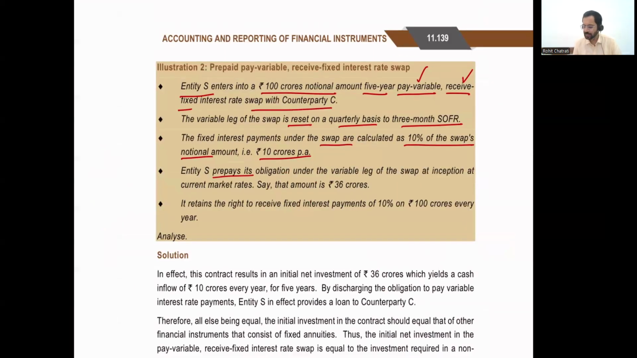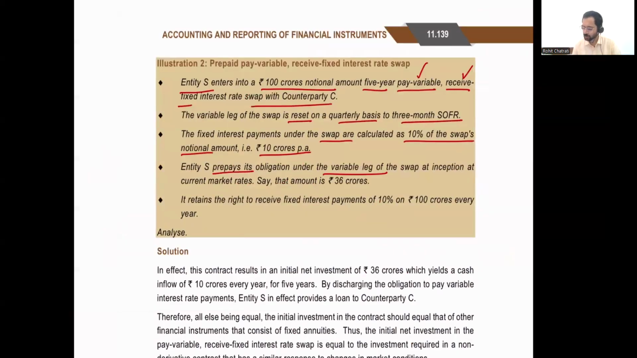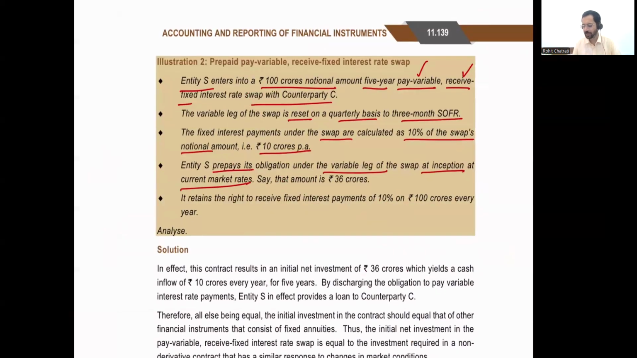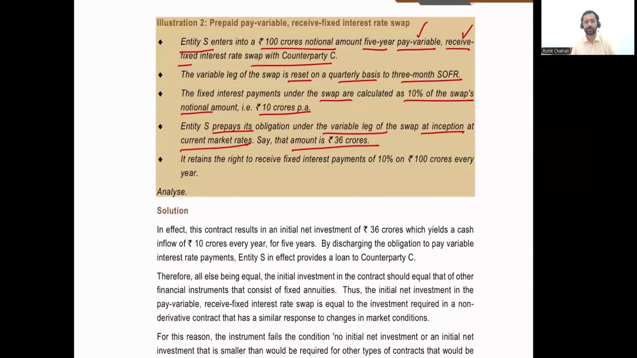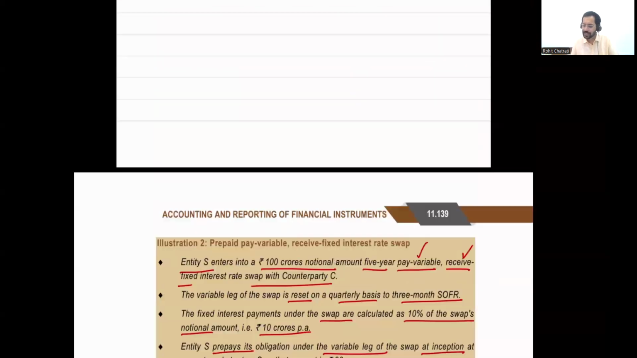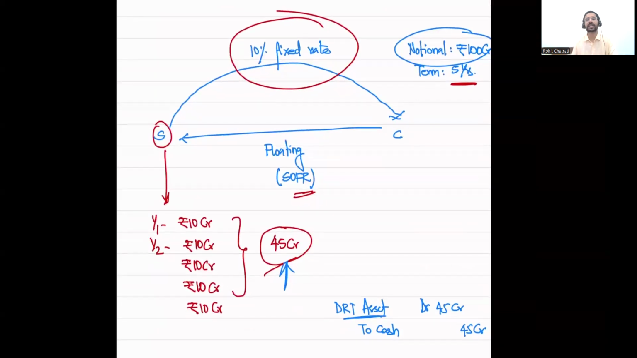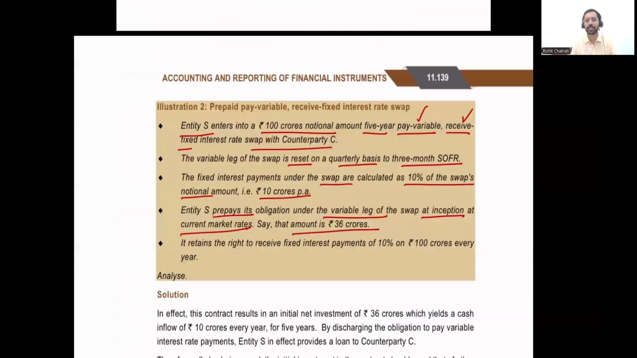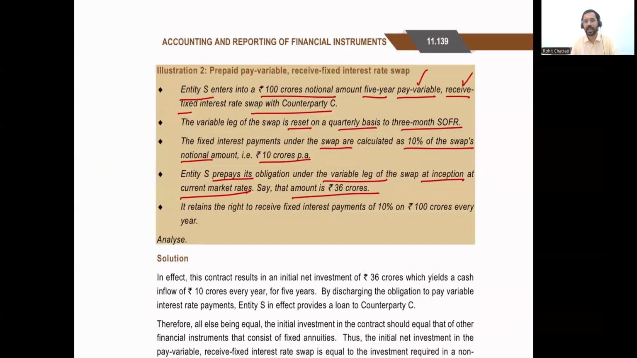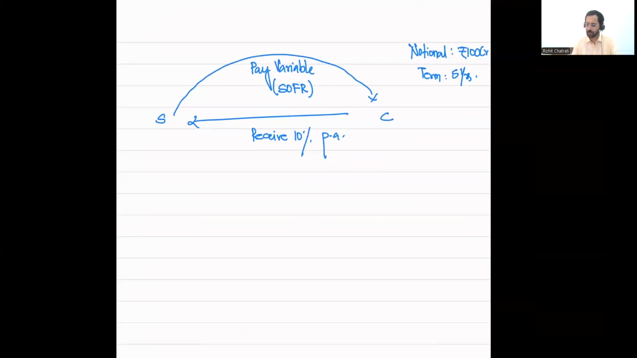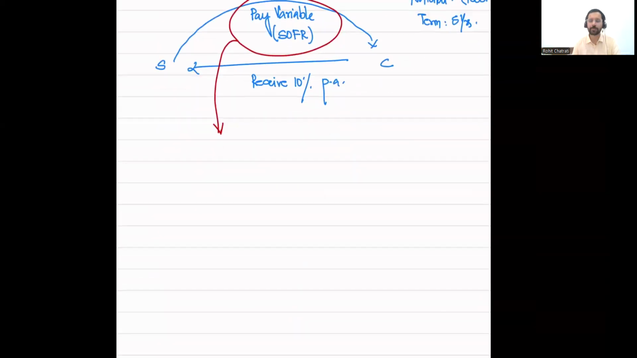Entity S prepays its obligation under the variable leg of the swap at inception at the current market rates. Say that the amount is 36 crores. Just like in the previous question, S had actually prepaid its fixed rate obligation and the present value was calculated as 45 crores. In this illustration, what the question is stating is entity S is going to prepay its obligation under the variable rate. Whatever is the variable rate based on the current market term structure, S is basically prepaying its obligation at the rate of rupees 36 crores.